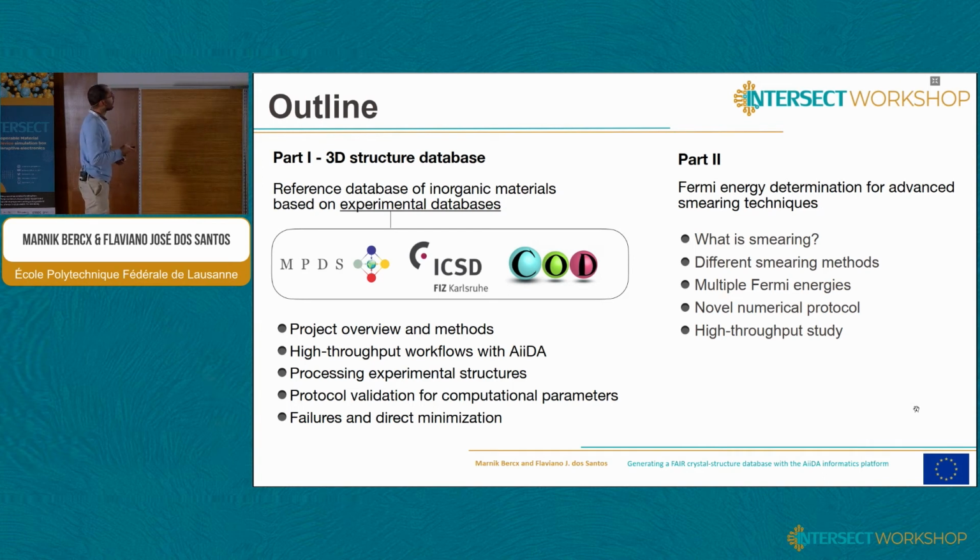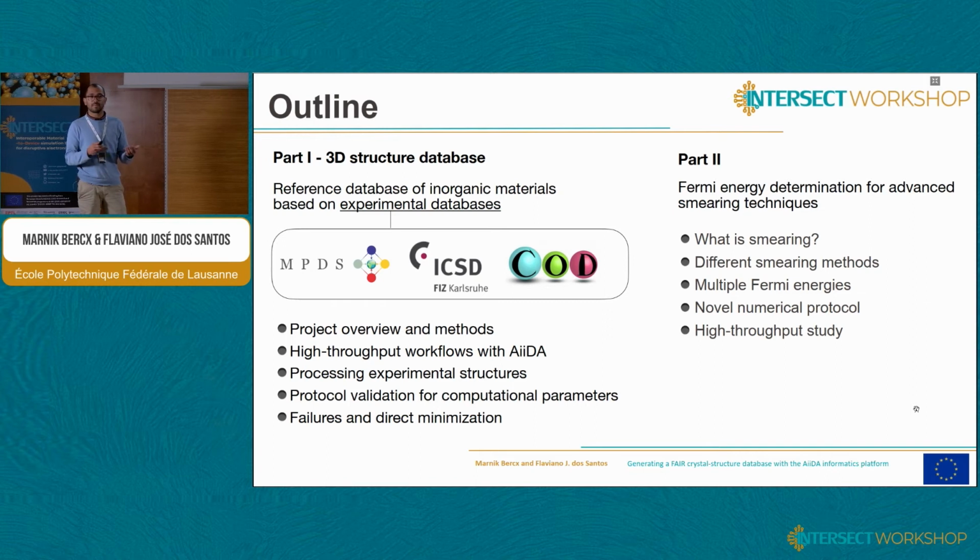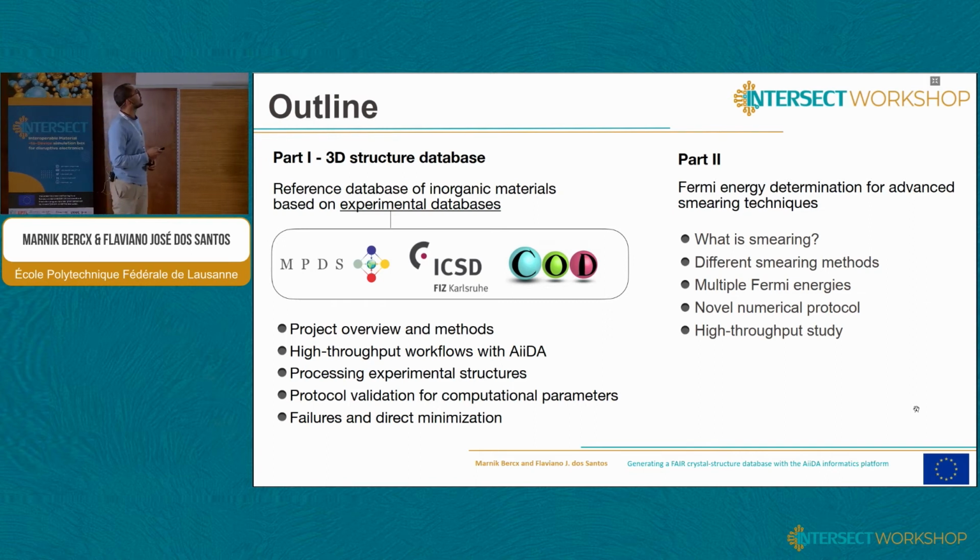To do so, I will first explain what smearing is, for those of you who do not know it very well, and what it is used for in the context of density functional theory. Then I will explain the different flavors of smearing: Fermi-Dirac, cold smearing, and so on. Then I will explain why some of those methods have multiple Fermi energies. Finally, I'll introduce the algorithm that we developed to treat this problem numerically. To finalize, I'll show a high-throughput study that allowed us to evaluate our proposal and also compare the new results with previous results.